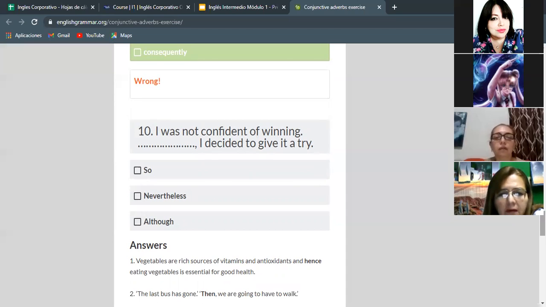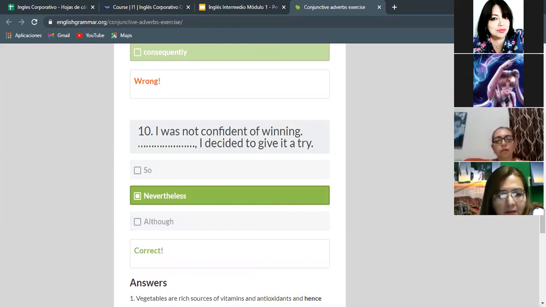Okay, number 10. I was not confident of winning. Do you know what is confident? Confident is like when you really believe that you are right. So I was not confident of winning, so I decided, nevertheless, or also. Do you know what is nevertheless? Sin embargo. Como sea o de igual manera. So, nevertheless or also, what is going to be? Nevertheless. Everybody agrees? Yes. That is correct.